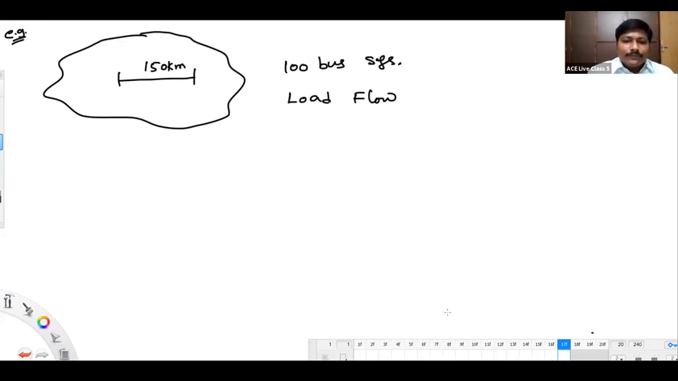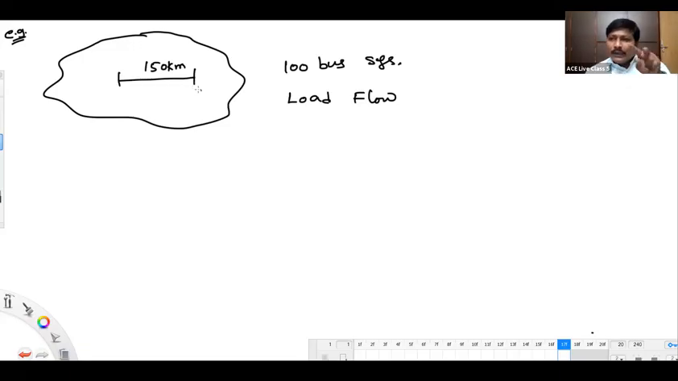Kindly listen to me. For a long transmission line, we have to use the equivalent pi or equivalent T. Listen please, 150 kilometers length. Load flow analysis: the first step is replacing the single line diagram with the electrical equivalent circuit. Second step, going for Y-bus or Z-bus, either one. See, 150 kilometers means it will fall in the category of medium line.